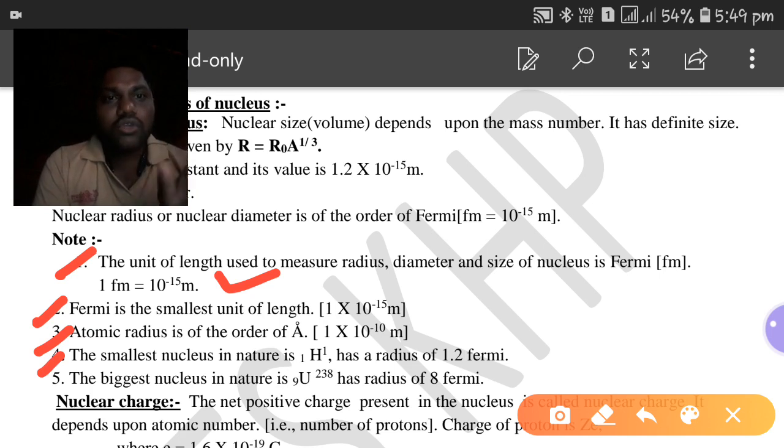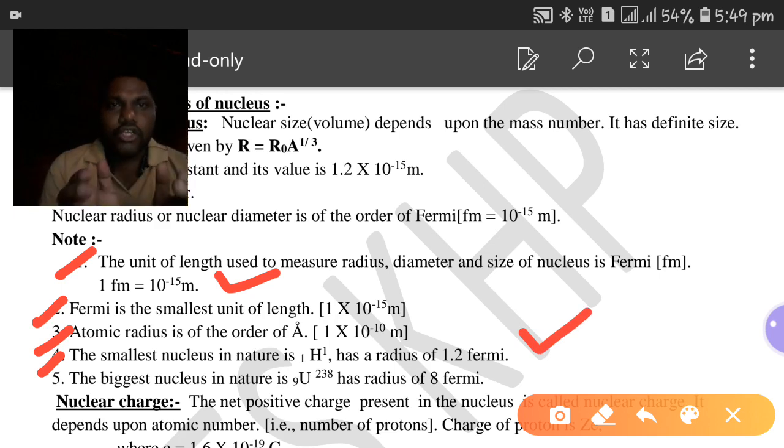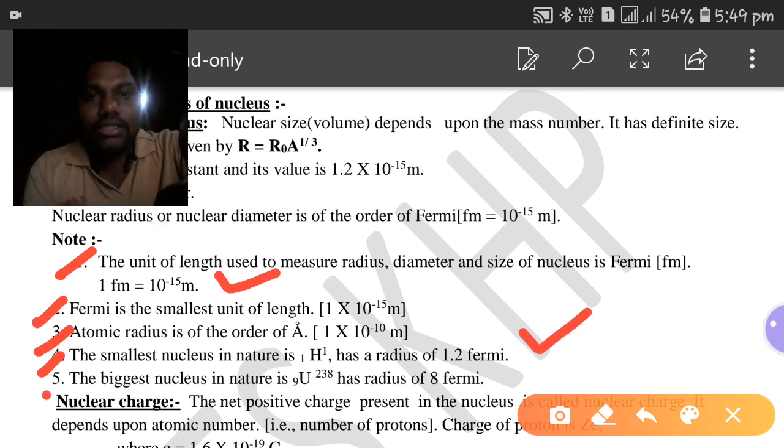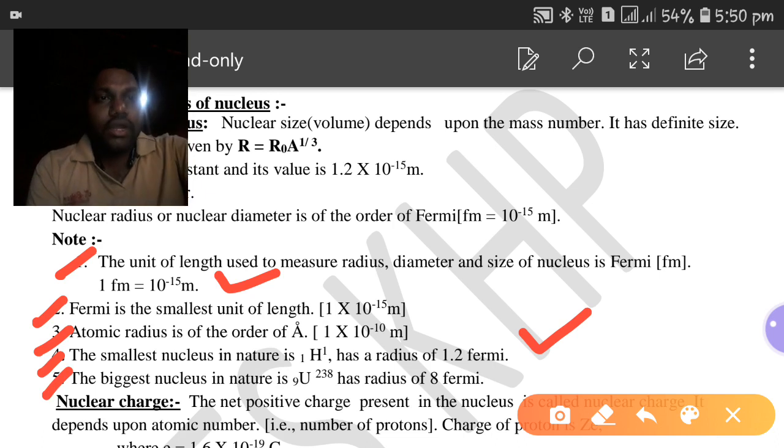The smallest nucleus in nature is hydrogen, and it has a radius of 1.2 Fermi. And the biggest nucleus in nature is uranium 92 235. Sorry, it is not only the 9 that is printed here, it is 92.